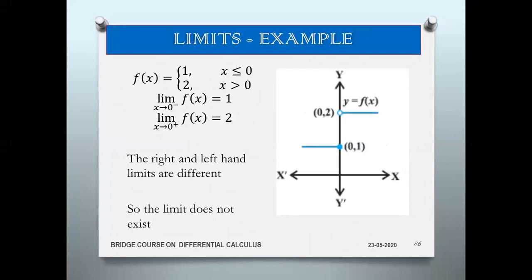Next one. If the limit does not exist, we cannot do the derivative at all. That comes tomorrow. If the limit does not exist, then it is not a continuous function. As that is not a continuous function, we cannot do the derivative. So if a limit does exist.